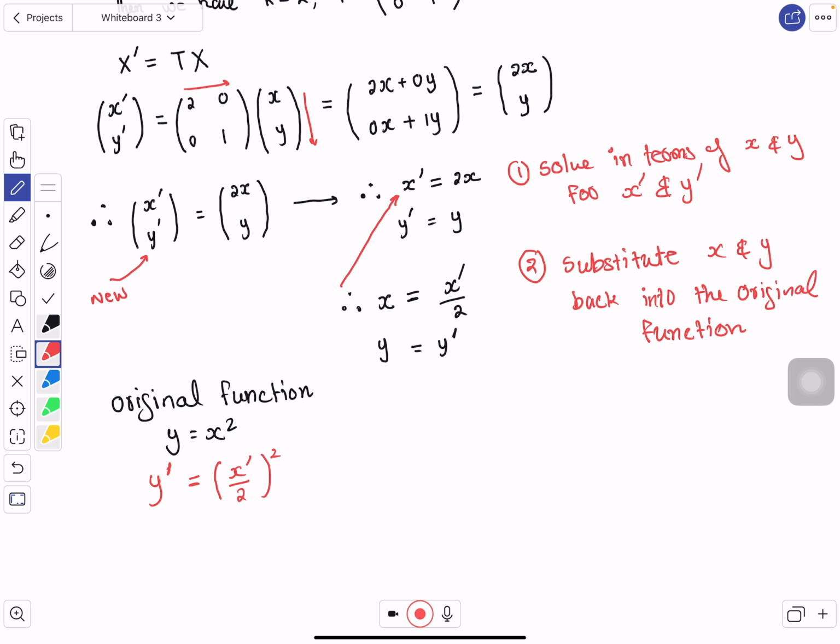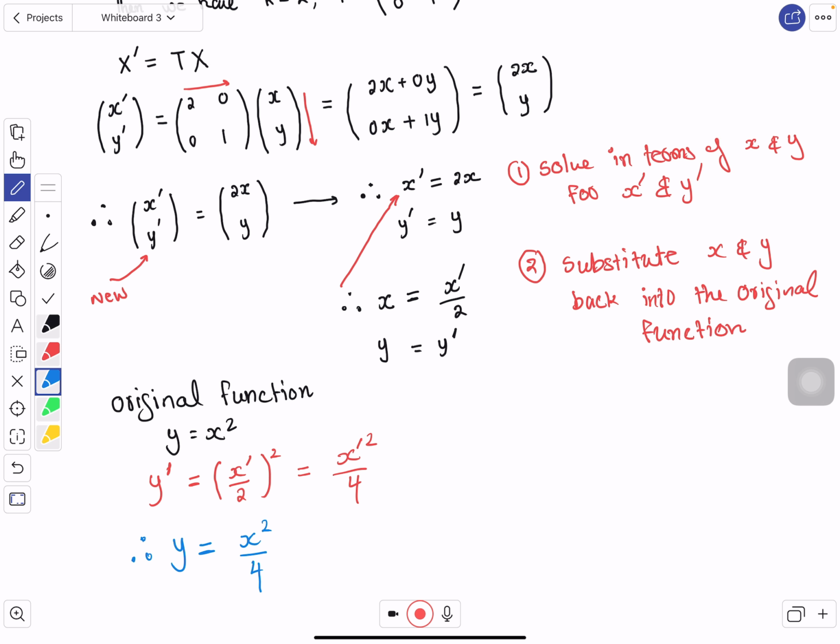And if we do that, we get x dash squared over 4. That's our final answer. So we could write the new function as y. We're just going to drop the dashes after we simplify them. So y is equal to x squared over 4. Okay, that's literally what it is.